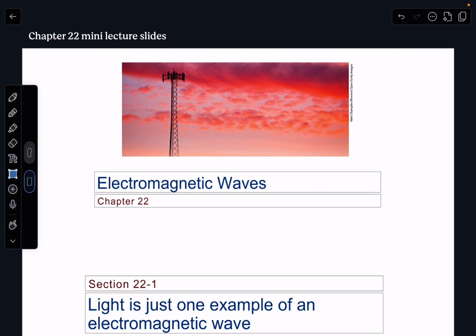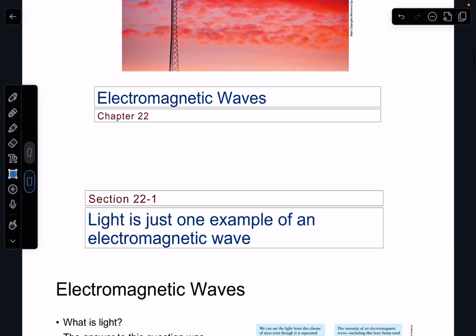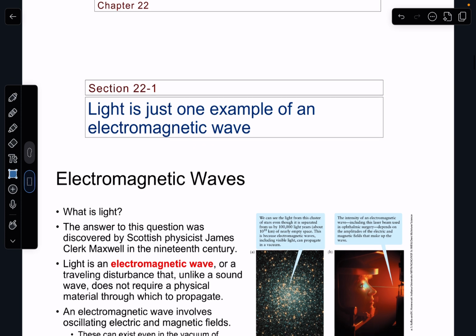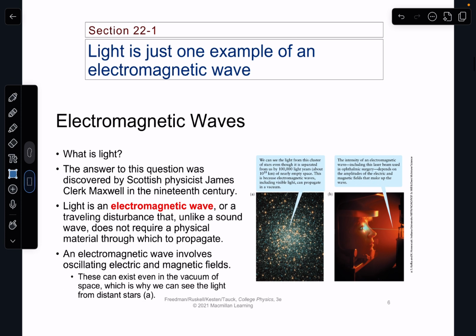And we're going to talk about the electromagnetic spectrum and a little bit of physics behind how we describe electromagnetic waves. So light is just one example of an electromagnetic wave. We use light to see, right? So what is light? It's a good question. The answer was discovered by a physicist named James Clerk Maxwell. And we're going to be looking at the 4 equations that he put together to describe how electromagnetic waves move in space.